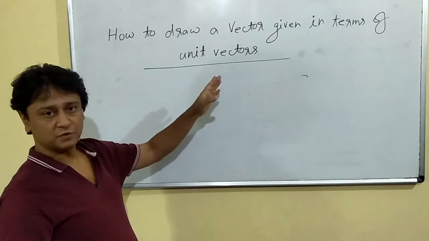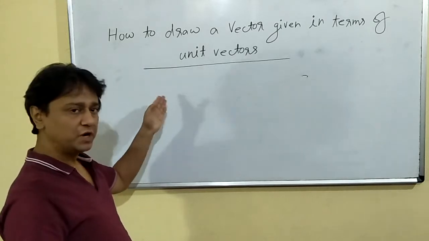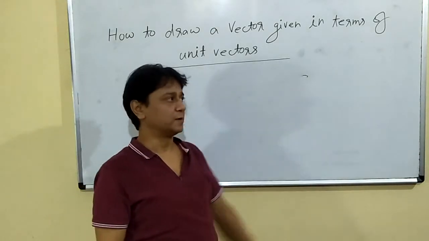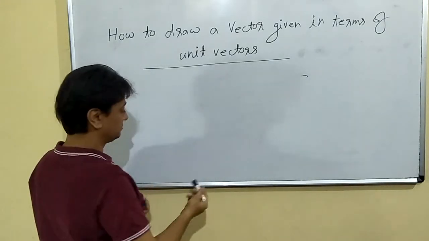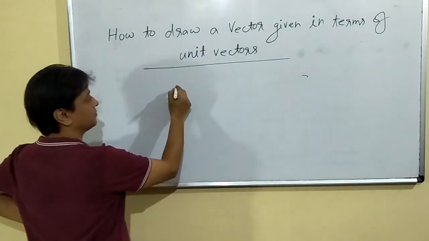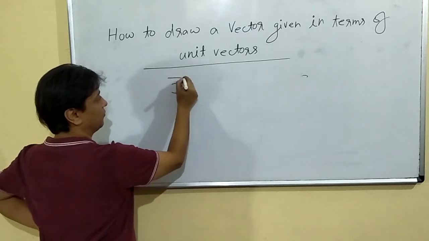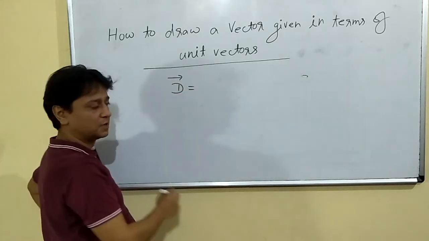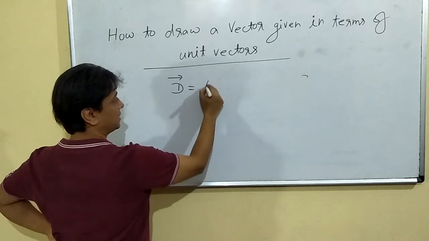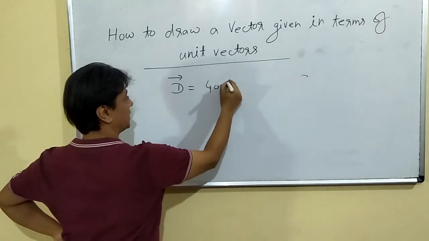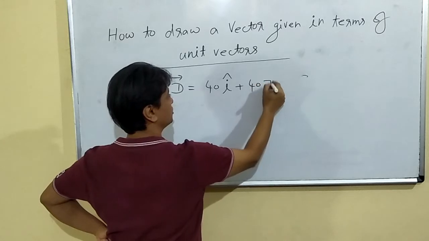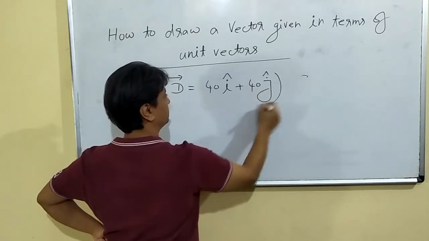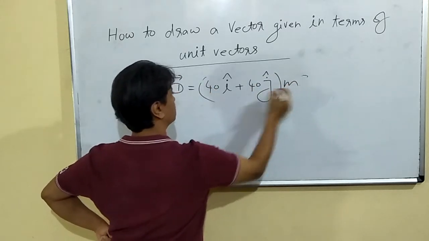How to draw a vector which is given in terms of unit vectors like I cap and j cap. We'll discuss this in this lecture. Suppose a displacement is given like 40 I cap plus 40 j cap meters.